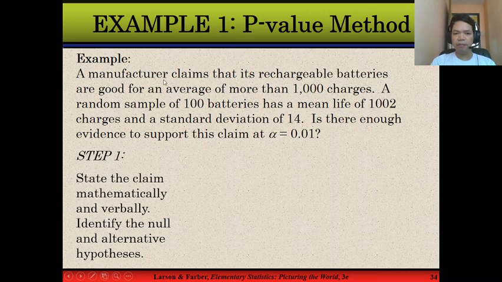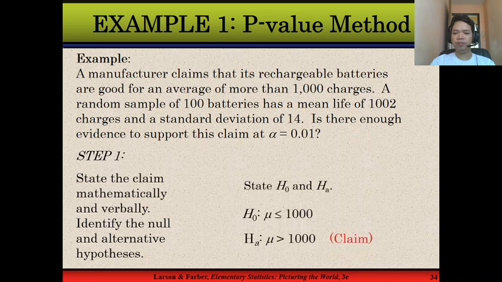Okay, ang claim ng manufacturer na yung battery nila ay may average daw na more than 1,000 charges. More than 1,000 charges, walang equal sign yun, right? So yung mu na greater than 1,000 ay alternative hypothesis. Ano yung null? So yung null ay yung less than or equal to. Okay? Kasi more than means greater than 1,000. So ang complement ng greater than ay less than or equal to.